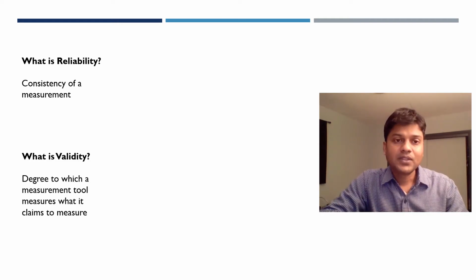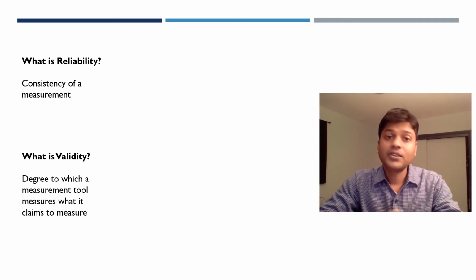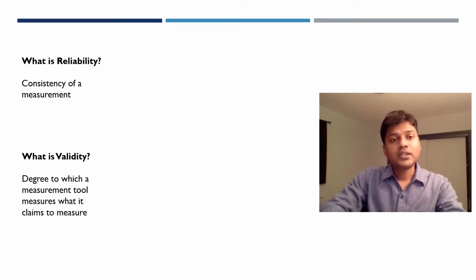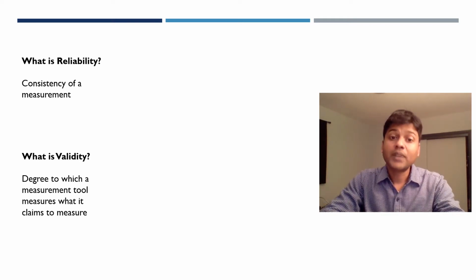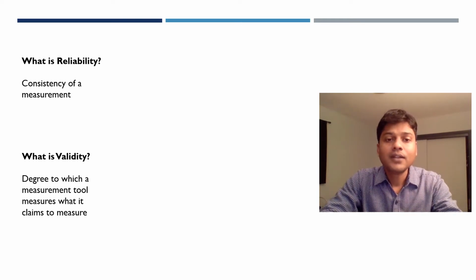What is validity? Validity refers to the degree to which a measurement tool measures what it claims to measure. So again, take the same example. Let's say there is a test which claims that it measures intelligence. Now the question is, does this test really measure intelligence, or does it measure something else, maybe memory? Or let's take another example. If there is a test which claims that it measures compassion, does this test really measure compassion, or does it measure something else such as empathy, sympathy, or pro-social behaviors? So validity refers to the degree to which a measurement tool measures what it claims to measure.